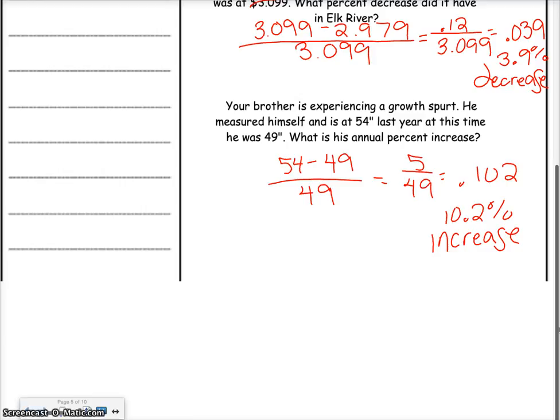So pretty much the gist, let me just finalize this. You're always doing big minus small divided by where you start, and where you start is not always that first number. So you have to be cautious on that.